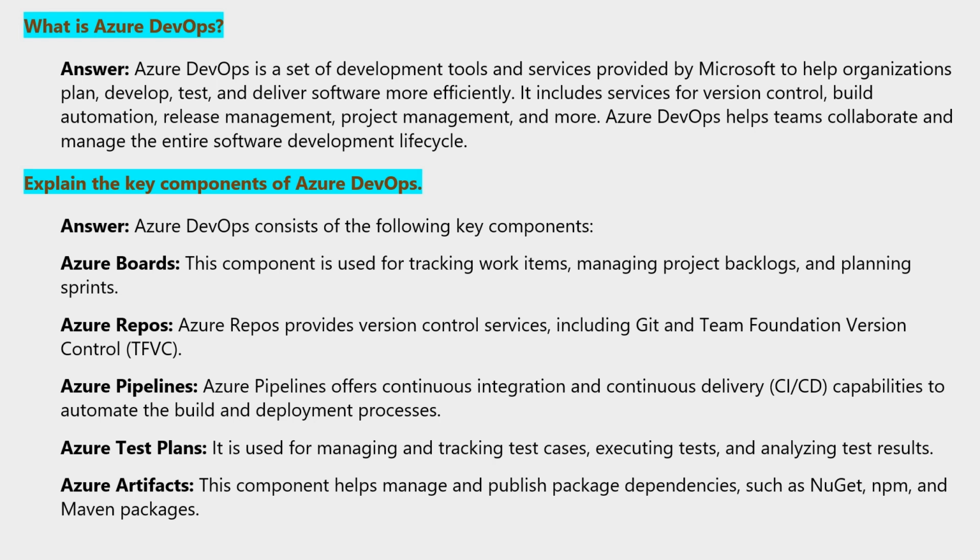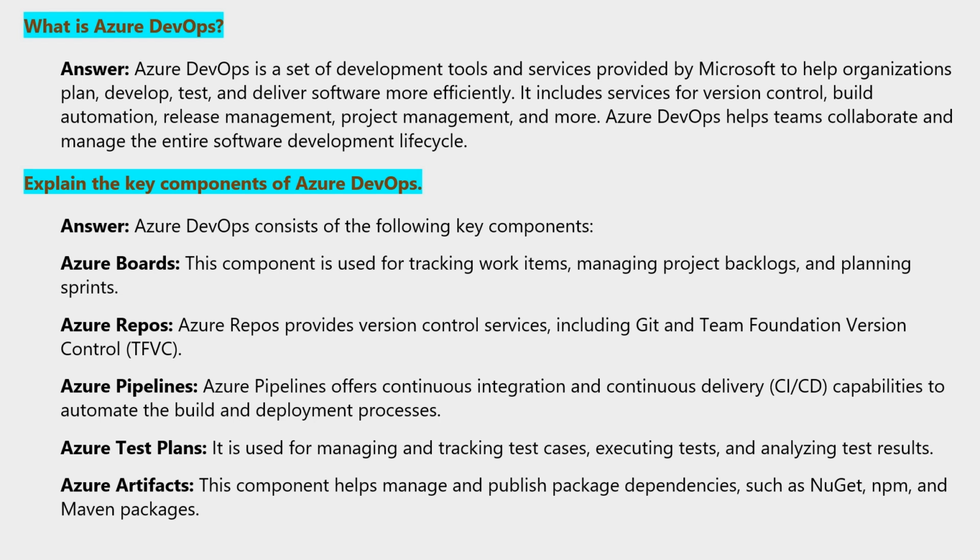Azure Pipelines. Azure Pipelines offers continuous integration and continuous delivery (CI/CD) capabilities to automate the build and deployment processes. Azure Test Plans. It is used for managing and tracking test cases, executing tests, and analyzing test results. Azure Artifacts. This component helps manage and publish package dependencies, such as NuGet, NPM, and Maven packages.